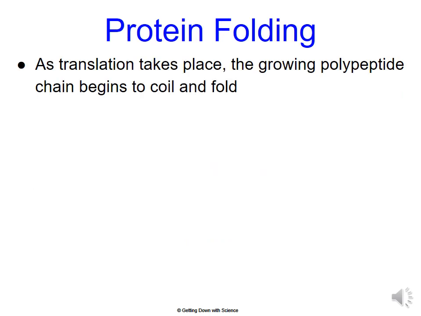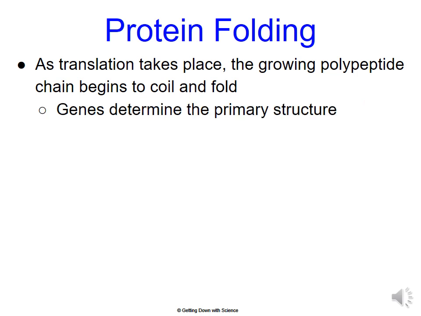So, protein folding. Because remember, one of the things we learned about proteins was shape determines function. Shape determines function. If it doesn't fold or shape correctly, it won't work correctly. So as translation is taking place, as we're elongating that chain, that polypeptide chain is actually starting to interact with all of the pieces and is starting to coil and fold as it's being built.